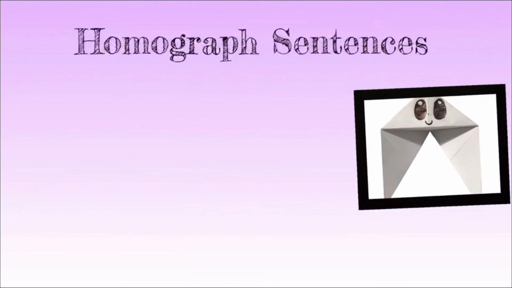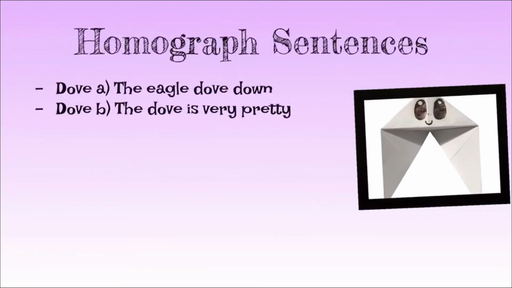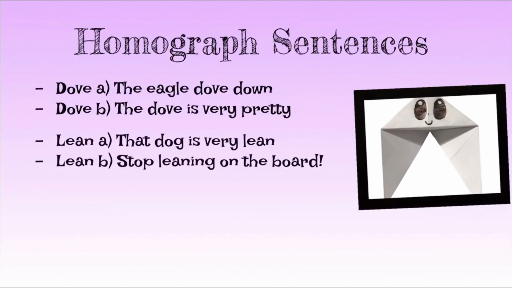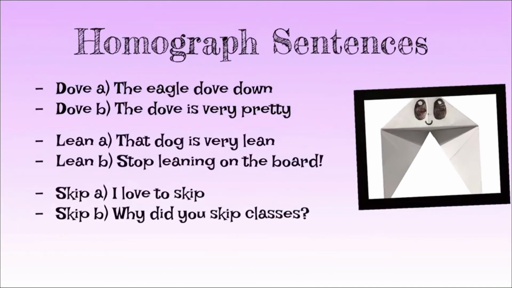Homograph sentences. Dove, A. The eagle dove down. Dove, B. The dove is very pretty. Lean, A. That dog is very lean. Lean, B. Stop leaning on the board. Skip, A. I love to skip. Skip, B. Why did you skip classes?